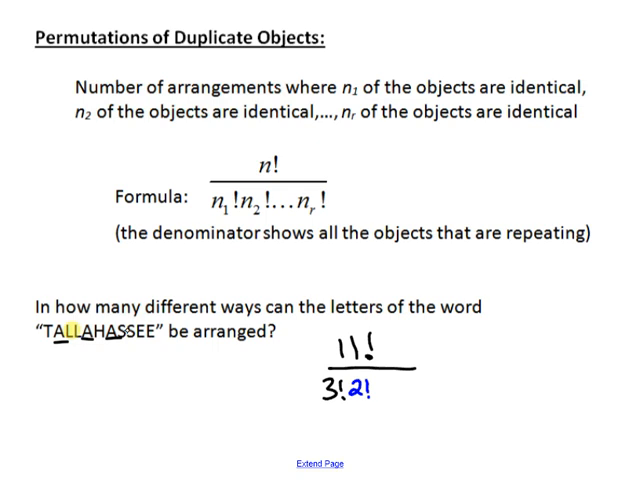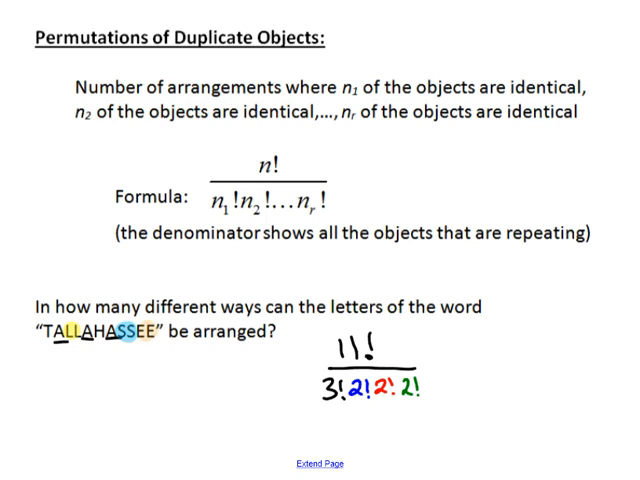Let's see. I see 2 S's. So I better put another 2 factorial. I'm dividing out all of the repeated combinations. I see I have 2 E's, right? And so I'll put another 2 factorial down here.